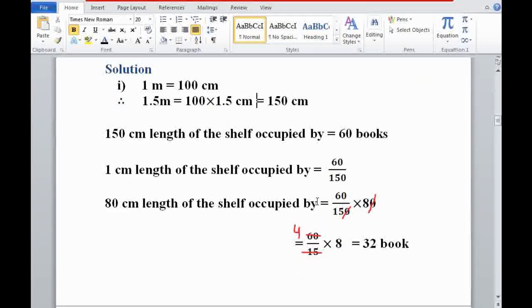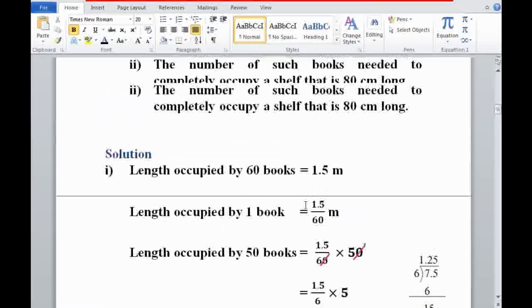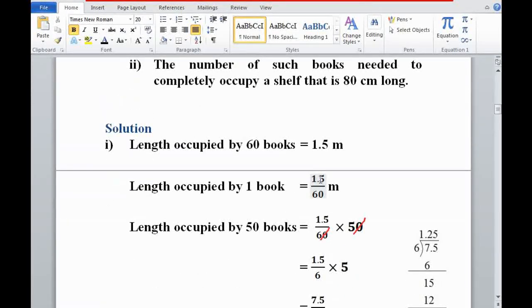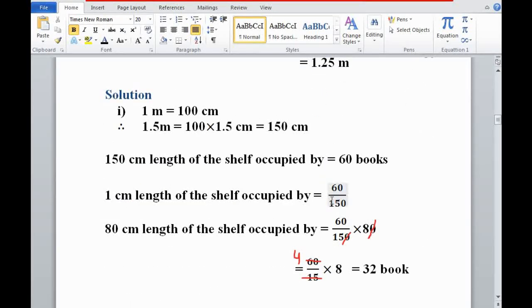Again, to find number of books needed to occupy 80 centimeters of a shelf, first of all, we need to find the number of books occupying 1 centimeter of the shelf. So this can be calculated by 60 upon 150. Just like we have done in first part of the question where we divided 1.5 by 60. So now let's multiply this fraction 60 upon 150 by 80 because we are finding the number of books occupying 80 centimeter length of the shelf.